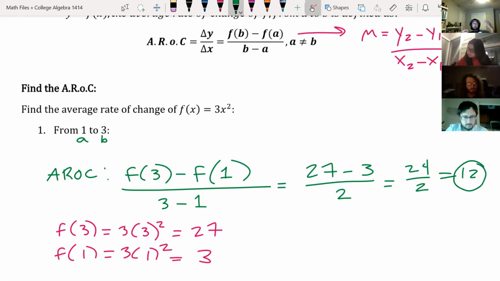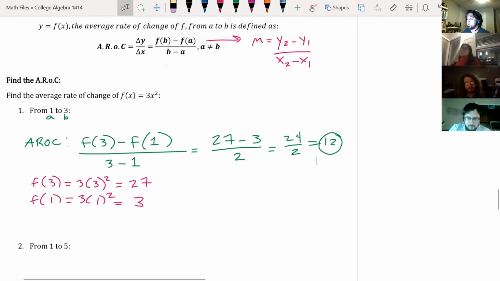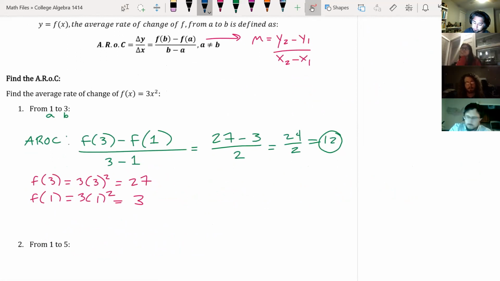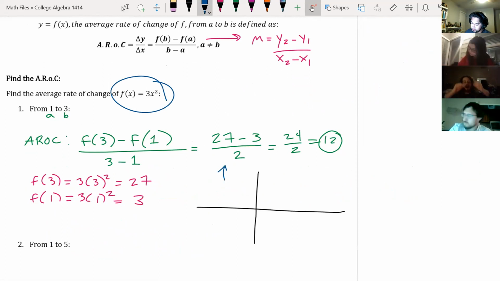So again, what we just found was the slope between 2 points from when x is 1 and x is 3. The average rate of change between those is 12. And just so it doesn't look like all we do here is crunch numbers, here is just a little visual of what you have found. So remember, we're dealing with the function 3x squared. 3x squared is the graph of a parabola.